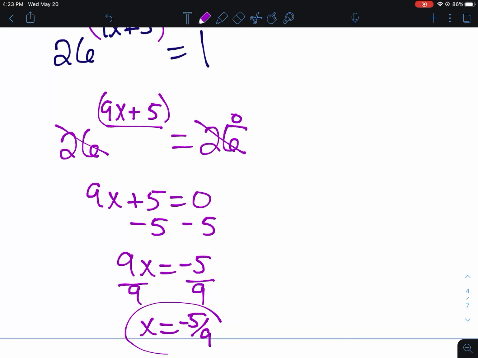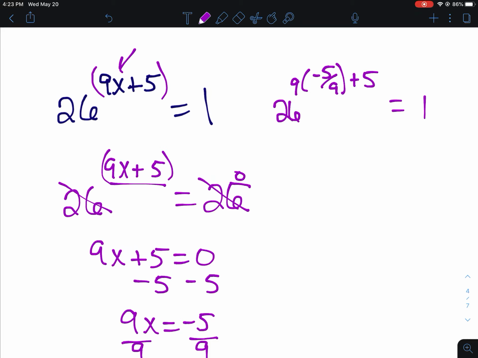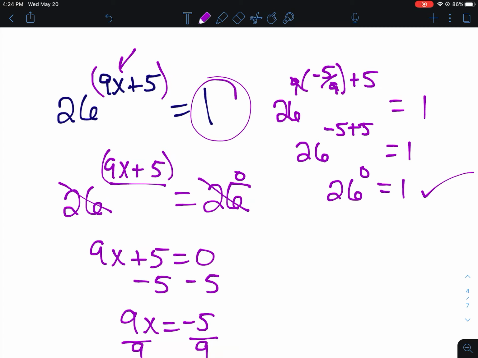So x would be equal to negative 5/9. So if I put negative 5/9 in for x, let's check it. Oh no, that was right. 9 times negative 5/9, plus 5, is equal to 1. The 9's would cancel and give me negative 5 plus 5. Negative 5 plus 5 is 0. So I get 26 to the 0th power is equal to 1. Hey, that's a true statement, right? So anytime you have a 1 there, rewrite it with the same base as on the other side, but to a power of 0.